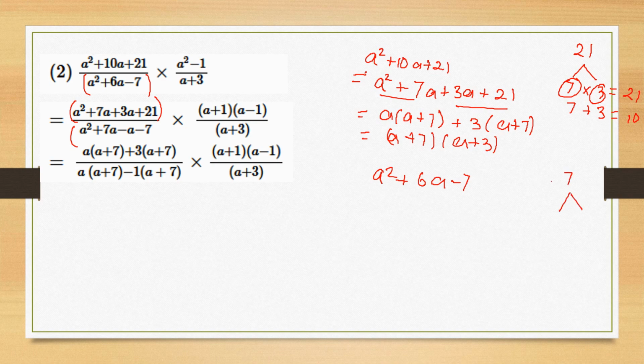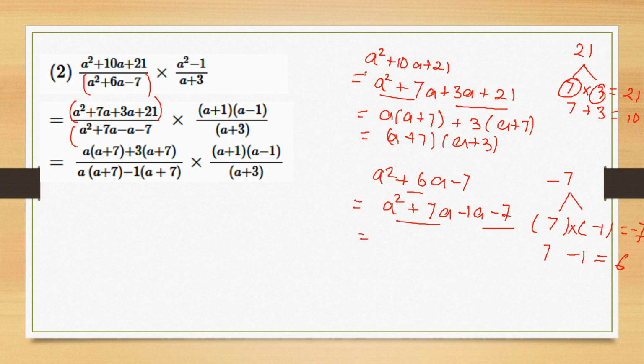Minus 7 is the last term here, and minus 7 we have to split into two such numbers, that after multiplying we get minus 7, and after adding we should get 6. So you see, if you take 7 and if you take minus 1, 7 multiplied by minus 1 will be minus 7, and 7 minus 1 will give you plus 6, which is there in the middle term. So we can split this, a square plus 7a minus 1a minus 7.